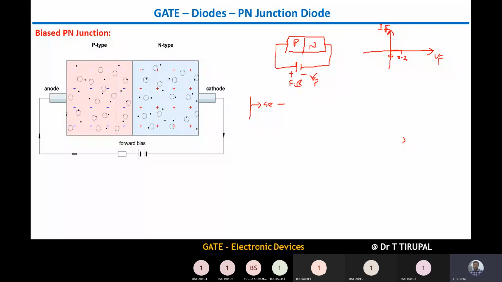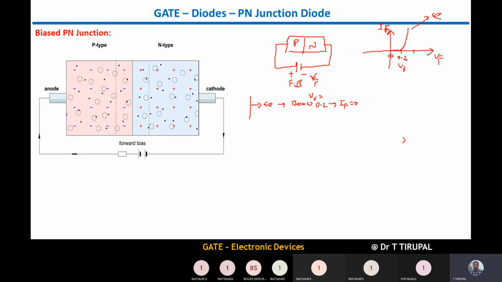So the meaning of this is, below 0.2 it is a cut-in potential. I can note this as V gamma, the cut-in potential. V gamma is equal to 0.2, current IF is equal to 0. And this is the point V gamma, which is called cut-in potential, where current gradually increases like this. This is a graph for germanium.